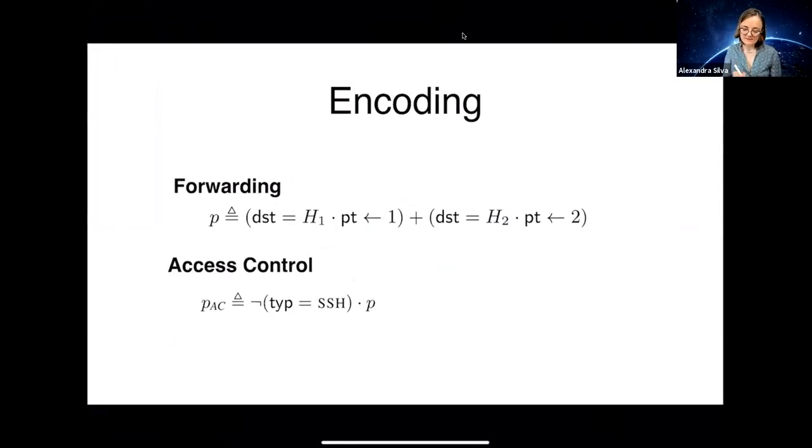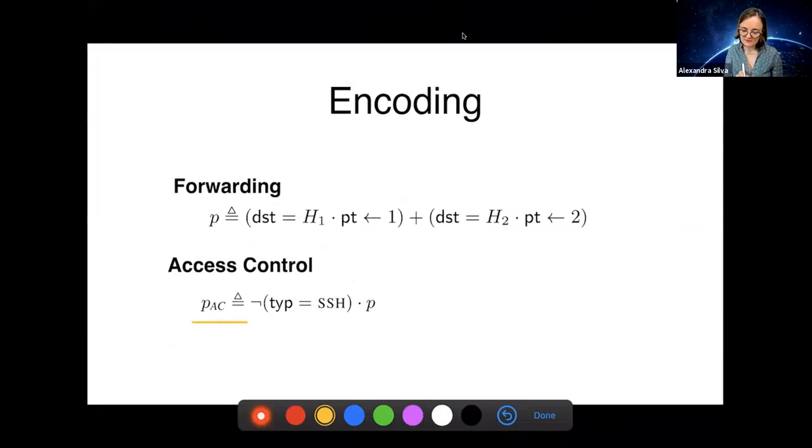And then the access control policy is just basically saying, if the packet is not SSH, then execute the forwarding. If it's SSH, this policy is not saying anything, which means the packet gets dropped.